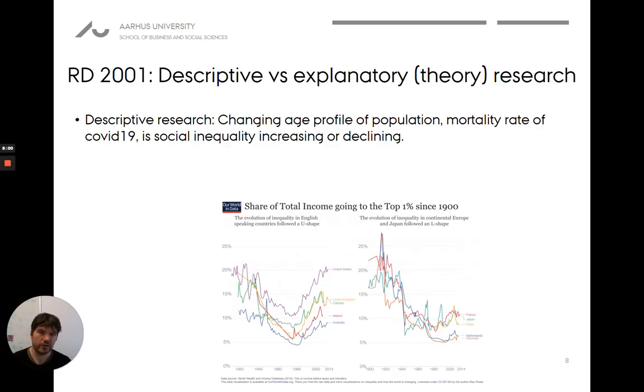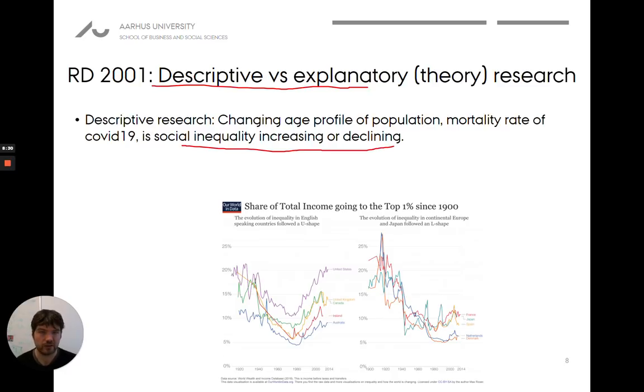The Research Design 2001 book chapter also has a similar angle on this. It makes the distinction between descriptive and explanatory research. Descriptive research is just showing, for instance, the age profile of a population, or showing how mortality rates are related to the age of people who have COVID-19, or, as illustrated in this picture here, how social inequality might be rising or declining over time.